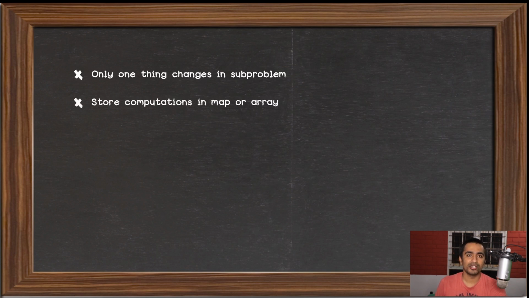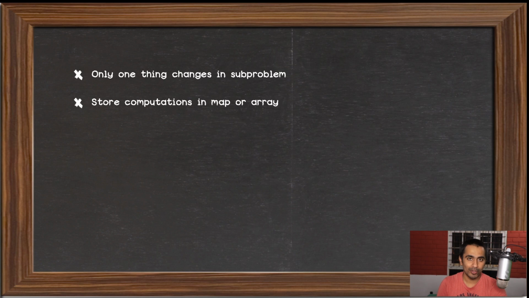Now, coming back to this pattern of single variable substructure, it basically means only one thing changes from the original problem to the subproblem, as the name single variable indicates. The way we memoize this pattern, or tabulate its results, is very simple. We can just store the computations in a simple map, or if the key or index is an integer, then we can even use an array in some situations.